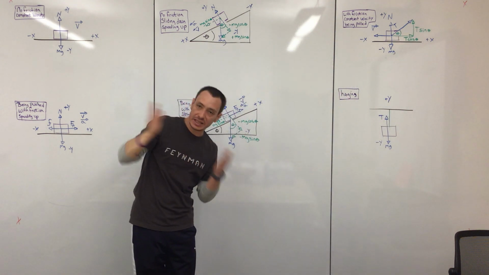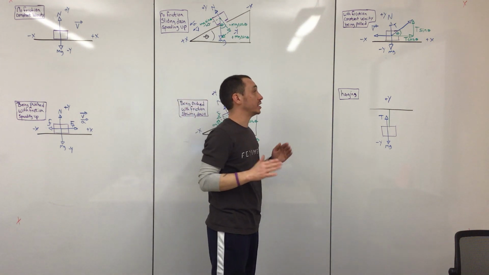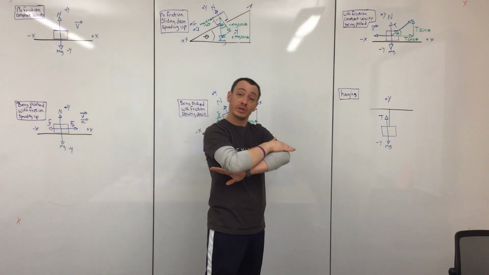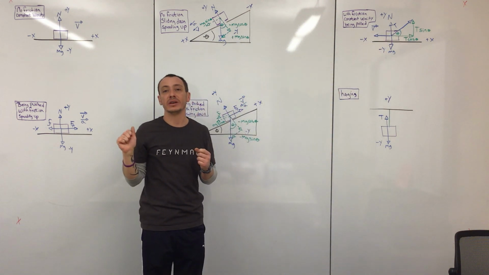There's none of the T sine theta in the x direction. There's none of the T cosine theta in the y direction, okay? So they're independent of themselves, but when they're added together, we get the whole. So we have to break up into components, all right?